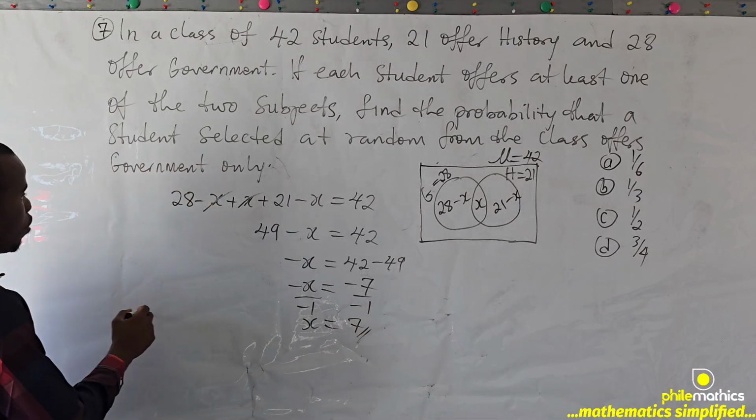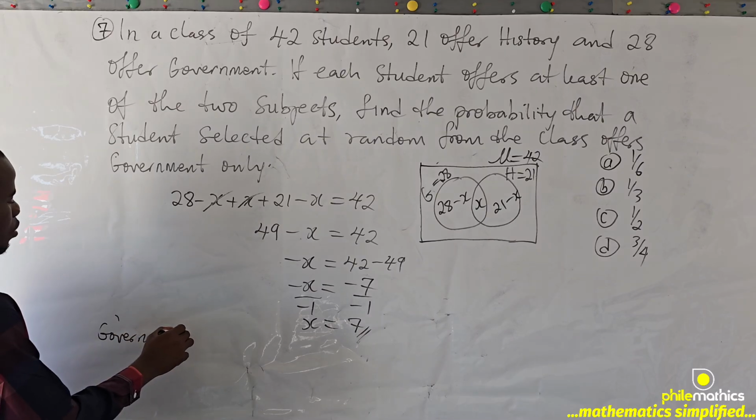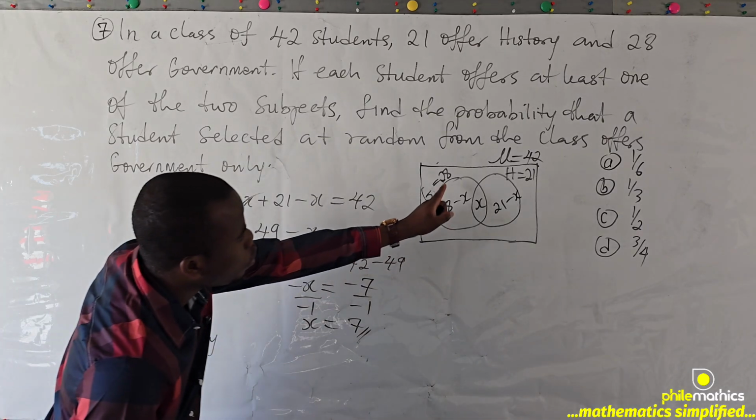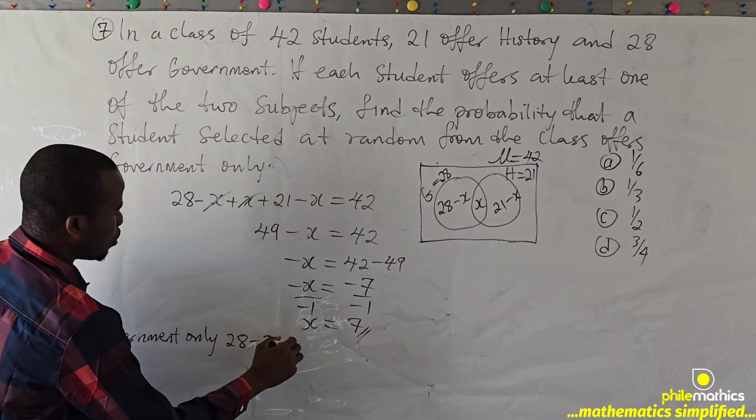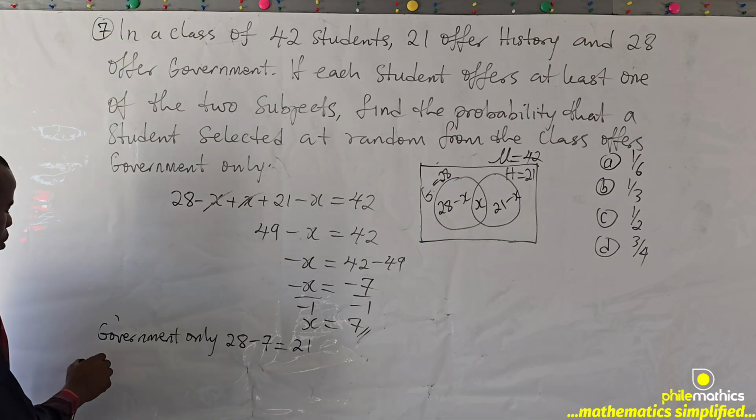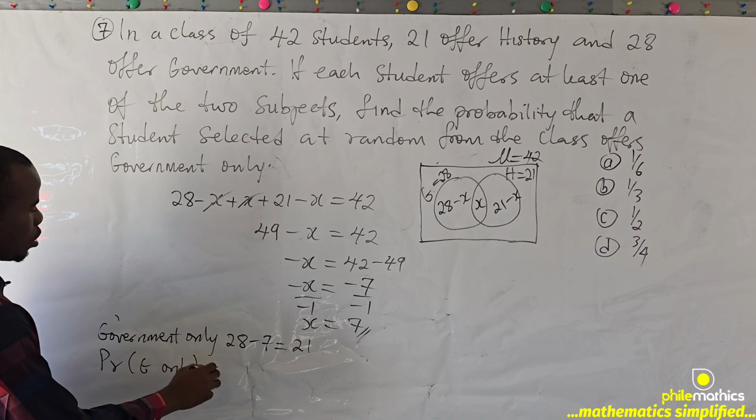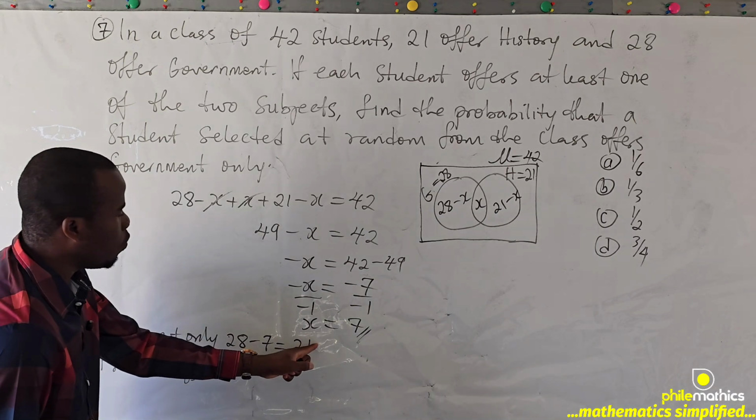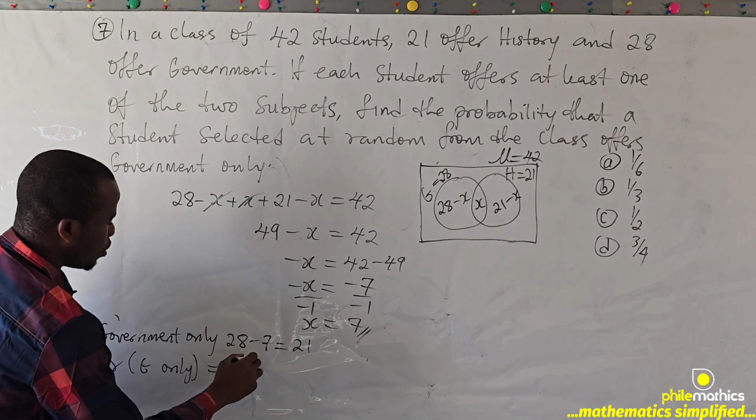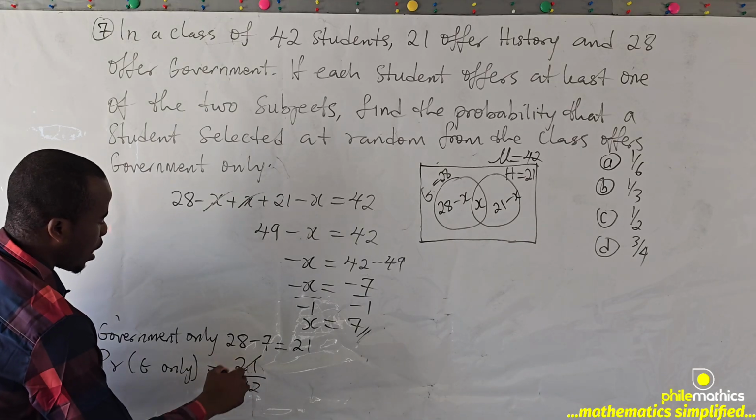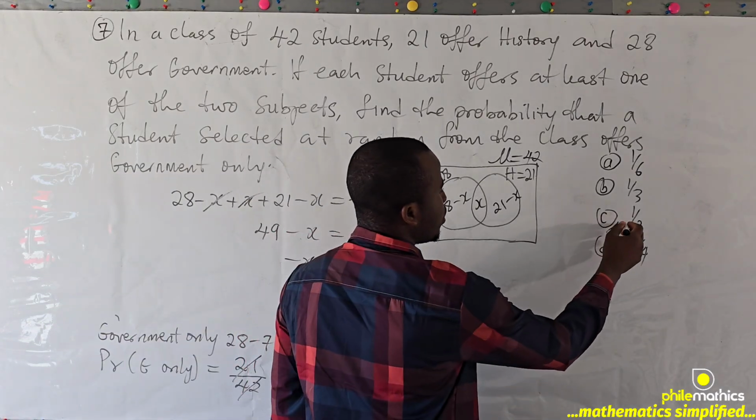Those that study government only will simply be 28 minus 7, which is 21. And so the probability of those that study government only will be those that study government only over the total number of students in the class, 21 over 42. And this can go to 1 over 2. And this leaves us with C.